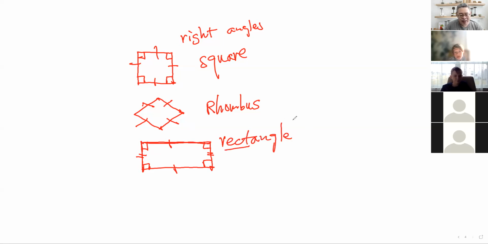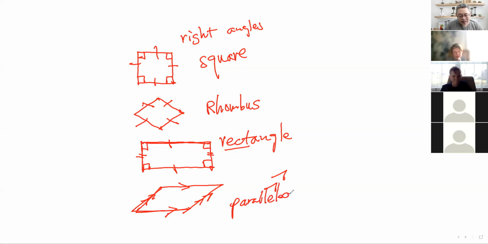Basically, rec means right, so right angle, and we could have something like this. We've got this side and that side parallel, and this side and this side parallel. So we use this kind of symbol to indicate they're parallel. And this is called a parallelogram.